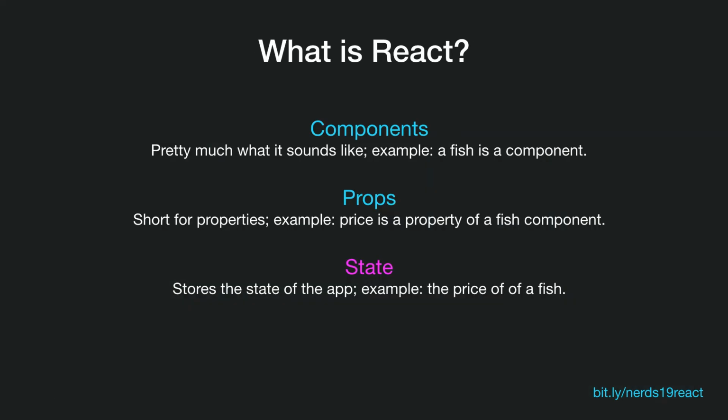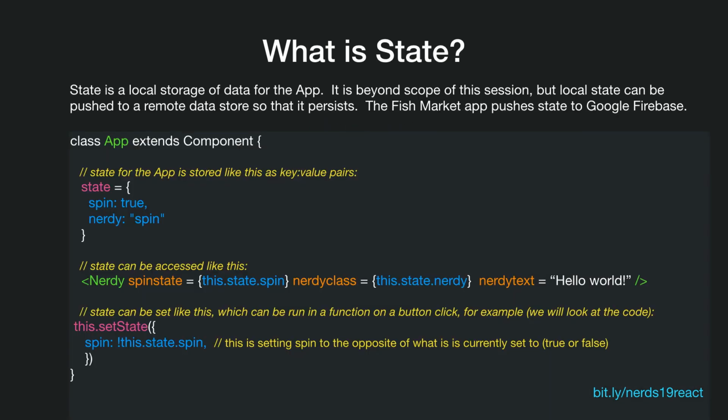So what is state? Up at the top of the app component, I've just declared state like this. State is like a key value pair. I've got two parts of the state, spin and nerdy. And I've set spin to true, and I've set nerdy to spin.